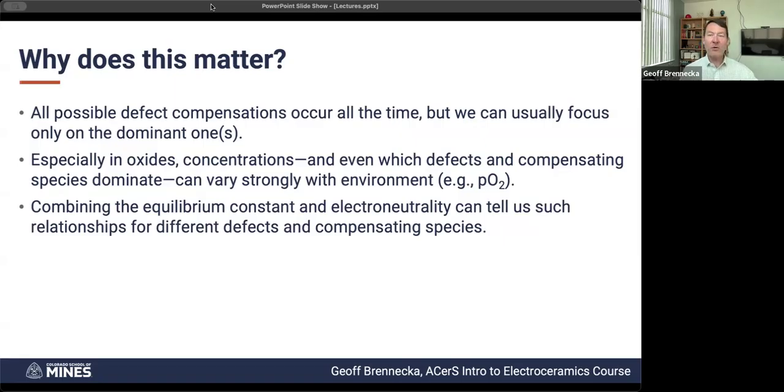So if there's 10 to the 1 of these oxygen interstitials and 10 to the 23 of titanium interstitials or free electrons that are available, or whatever the other scenario might be, then that 10 to the 23 is definitely going to dominate, and we can ignore the low concentration. So all of these are happening all the time. It's the relative concentrations that really matter, and we can change which one is dominant by changing the environment. For example, PO2 gives us a really important experimental knob to try and understand what's really happening.